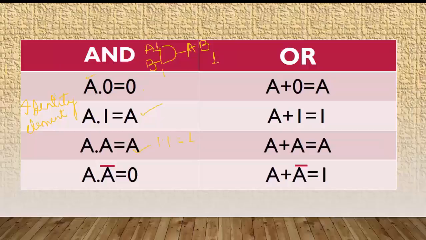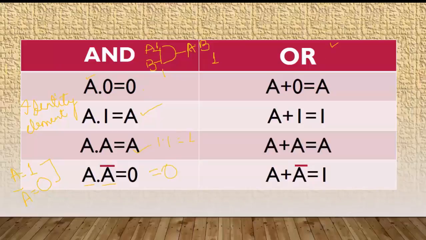Now coming to the next, here it is A into A bar. A bar means the complement. Suppose A is 1, then A bar is equal to 0. So they are complements, and if you multiply these two, you'll get 0. So this is our AND law.